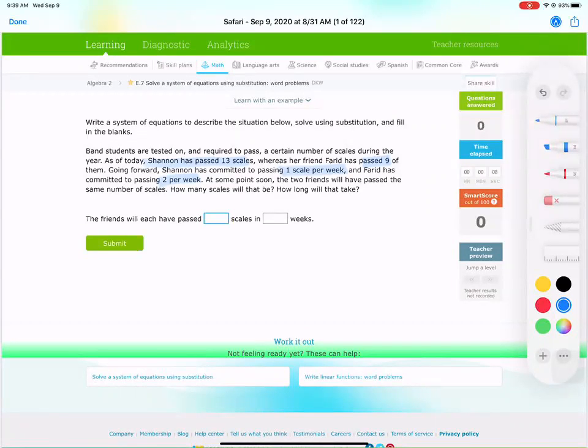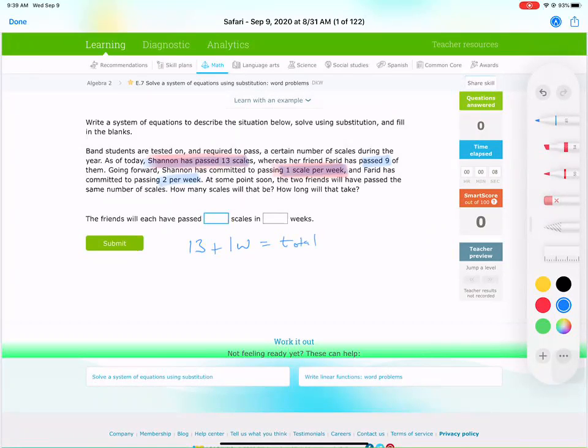So we can start off this way. We said Shannon has already passed 13 scales. Right? Shannon has passed 13 scales. This is Shannon here. This is Shannon, and this is Shannon. And then she agrees to pass 1 scale per week. After so many weeks, it'll be a total. Some total. Okay.